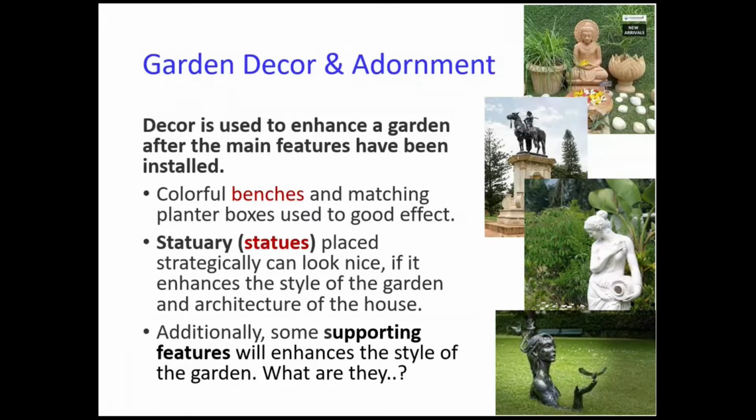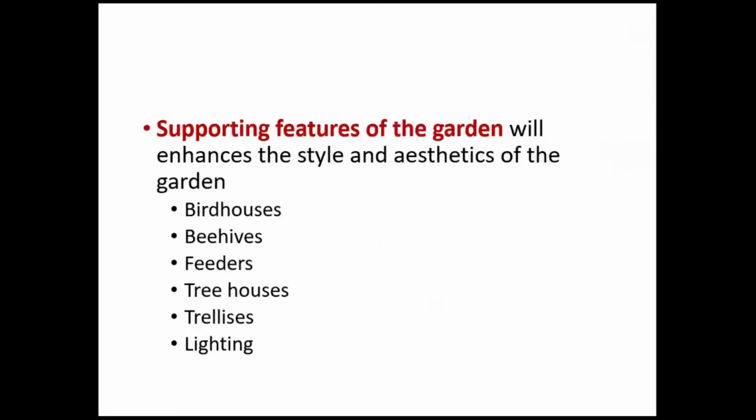Whatever you told is right. The supporting features are bird houses, beehives, feeders, tree houses, trellis, and lighting. When I say lighting, water will also be part of that. We'll see how we can combine these. That's what I told you in the very first slide: the gardener or designer has to think where he can merge things to enhance or beautify the garden. Supporting features will enhance the style and aesthetics of the garden.